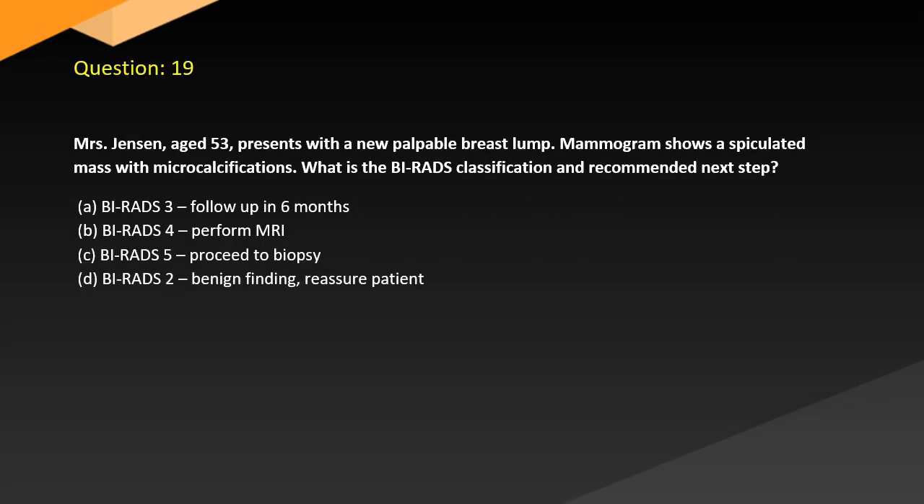Question 19. A 53-year-old woman presents with a new palpable breast lump. Mammogram shows a spiculated mass with microcalcifications. What is the BI-RADS classification and recommended next step? A. BI-RADS 3. Follow up in 6 months. B. BI-RADS 4. Perform MRI. C. BI-RADS 5. Proceed to biopsy. D. BI-RADS 2. Benign finding. Reassure patient.